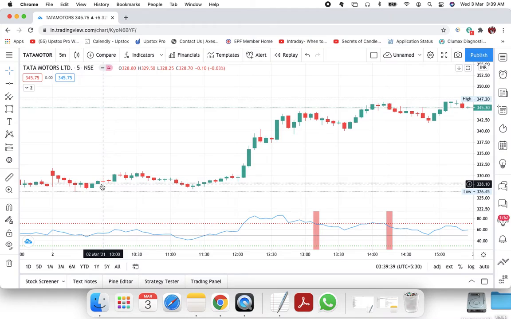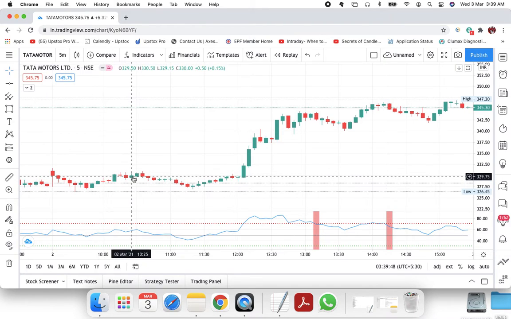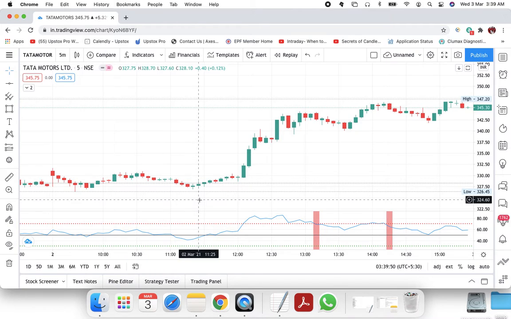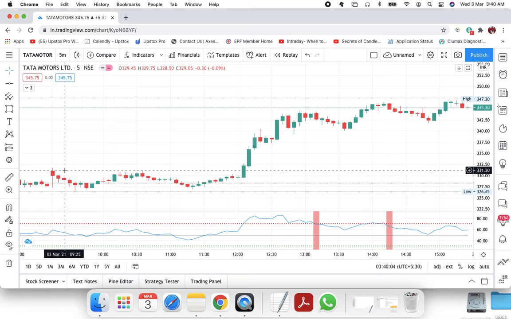But actually, I won't suggest people to get into a range market. So, how do we trade in the range market? So, if you see, we need to draw a range. We need to identify the range.